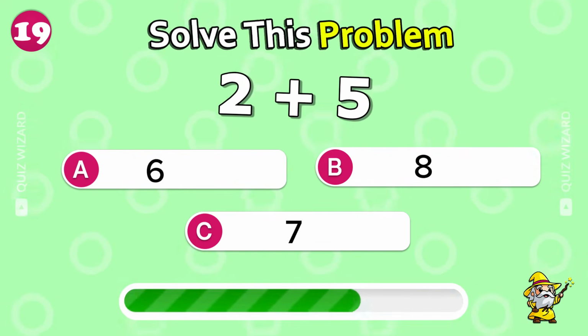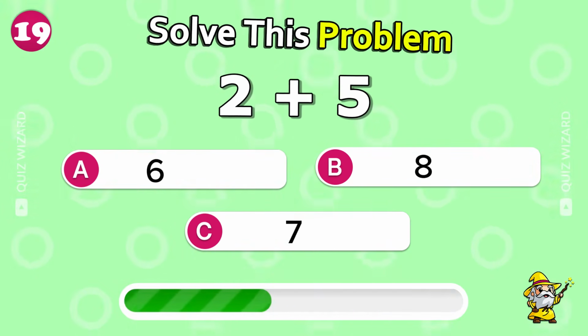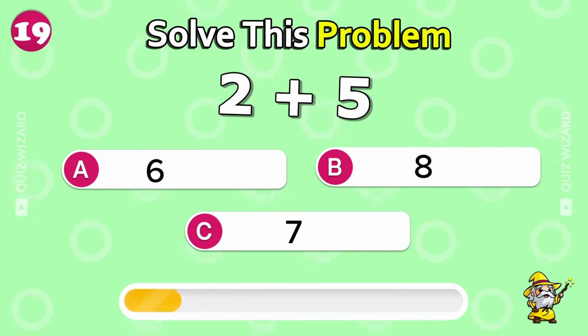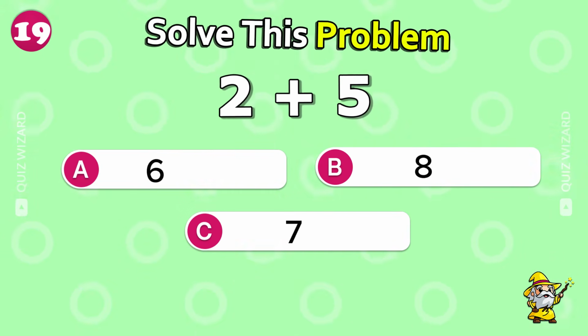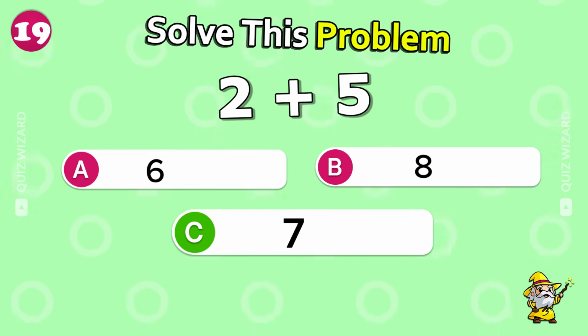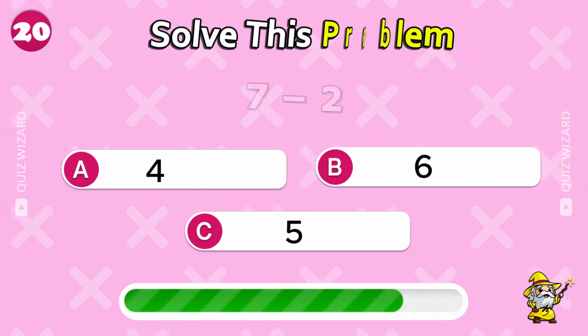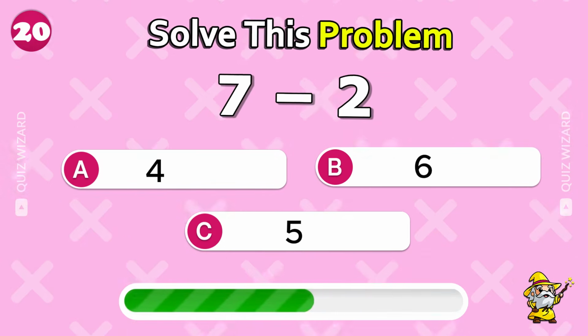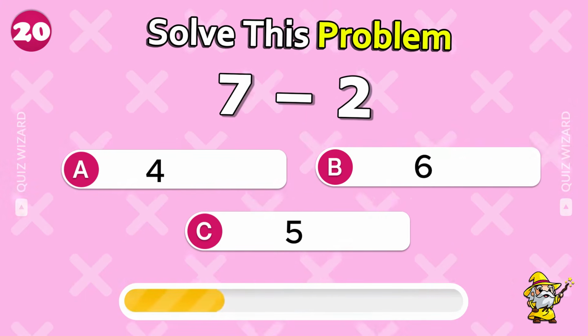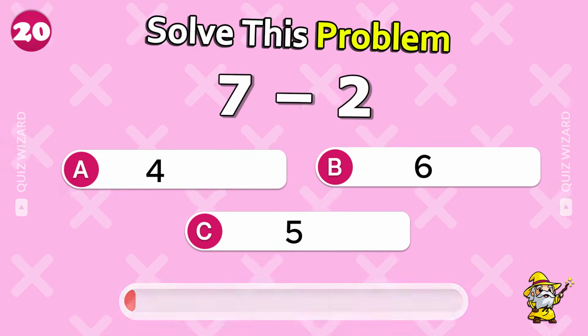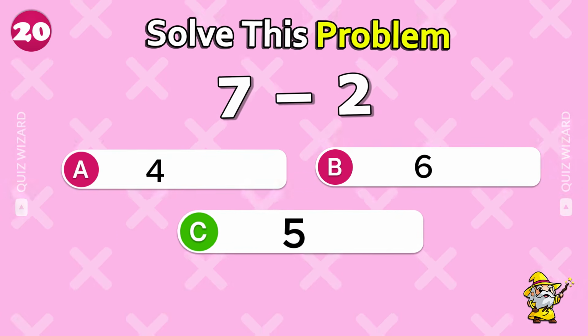What is 2 plus 5? 6, 8, 7. Correct is 7. How much is 7 minus 2? 4, 6, 5. Correct is 5.